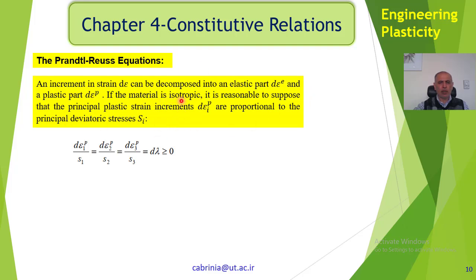If the material is isotropic, it is reasonable to suppose that the principal plastic increments d epsilon I are proportional to the principal deviatoric stresses. You see, why deviatoric stresses? Because deviatoric stresses cause deformation. We said that yielding occurs only due to deviatoric stresses. Therefore, this must cause the plastic strain. And they are proportional to each other, and here we have put d lambda, which is a positive number.